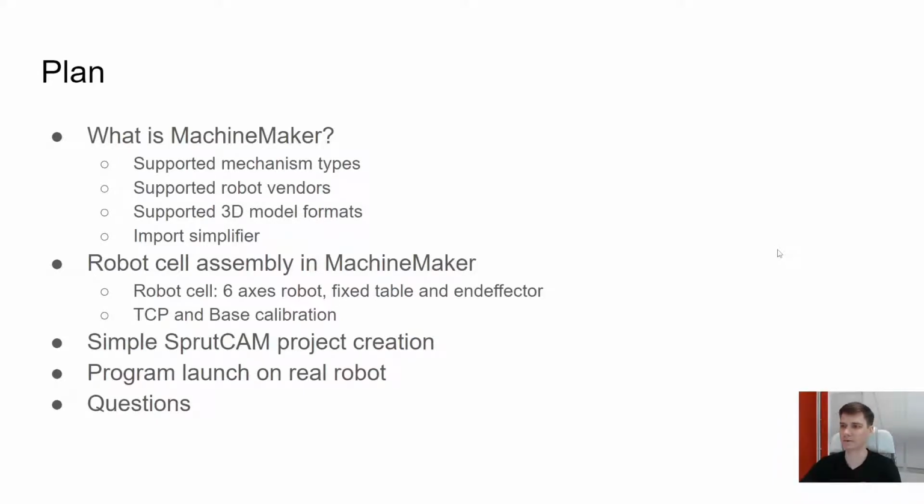MachineMaker is the main part of our webinar. I will demonstrate how to assemble a robot cell in a new application called MachineMaker, how to calibrate tools and workpiece, how to calculate the tool connection point using a mobile app, how to create a simple NC program in SprutCAM, and how to launch it on a real robot. After all, we'll answer your questions. Please write your questions to chat.